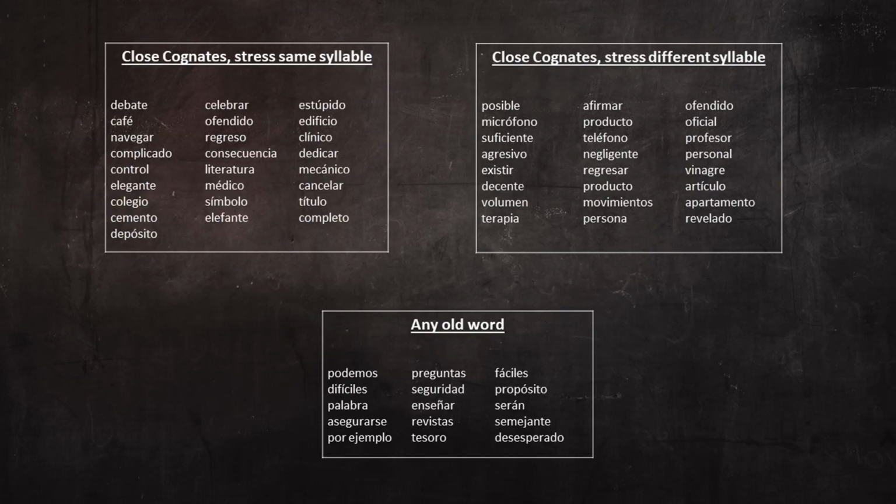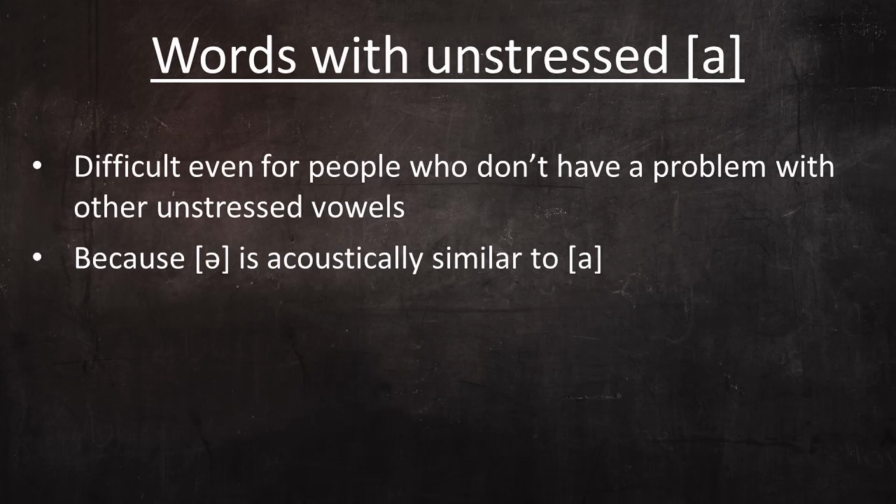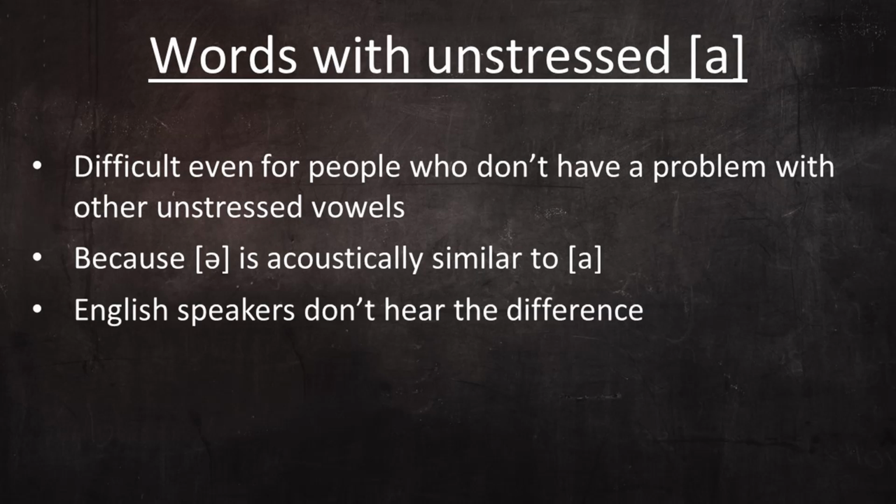Some people really struggle with fully enunciating all the unstressed vowels in words like these, while other people don't have much problem with it. But there's a category of words that's tricky even for people who don't have a problem with the words we've looked at so far. And those are words where the unstressed vowel is a. I think this is because e is more acoustically similar to a than to any other Spanish vowel, and English speakers just don't hear the difference.